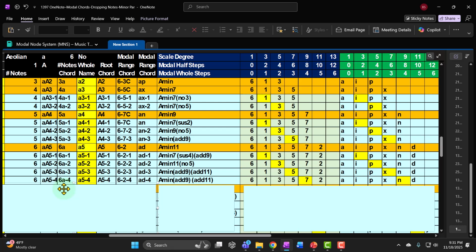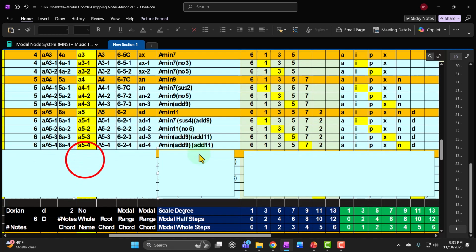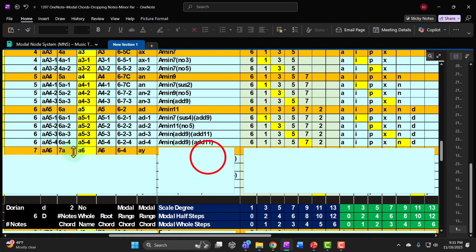But it would be better with a coordinate 6 A negative 4 or an A5 negative 4, meaning go 5 modal whole steps up, drop the one that's 4 modal whole steps up, which would be 8 modal half steps. All right, let's do the next one. So now we're going to have a full 7-note chord. So that would be an A minor b13.